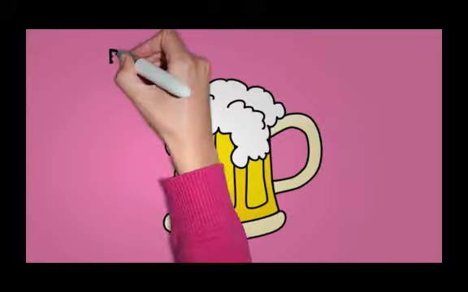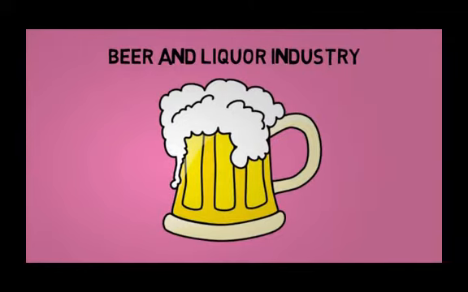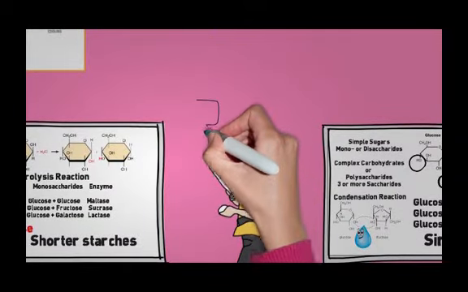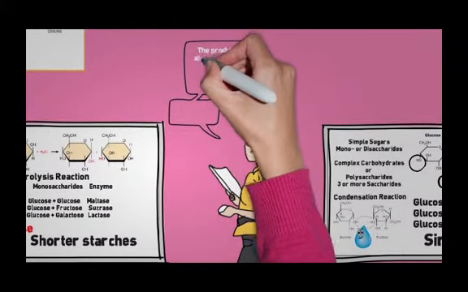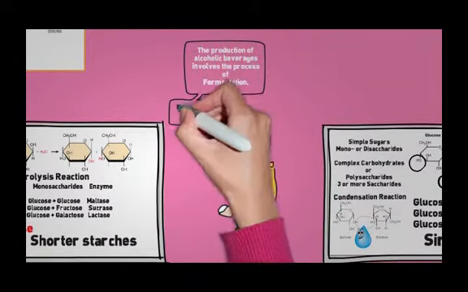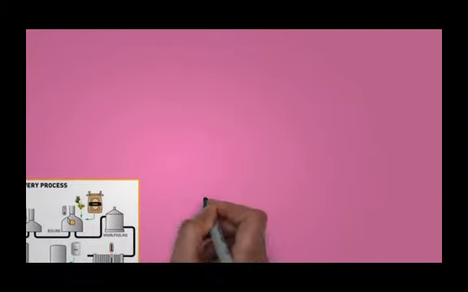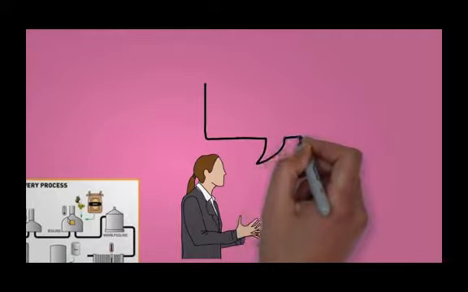Maltose also plays an important role in the beer and liquor industry. In the production of alcoholic beverages, starches in various grains are first converted to simpler carbohydrates by enzymes present in the grains. The product of this step, maltose, glucose, and other sugars, are then mixed with yeast cells in the absence of oxygen. The yeast cells convert most of the sugars to alcohol, also known as ethanol, and carbon dioxide, a process called fermentation.